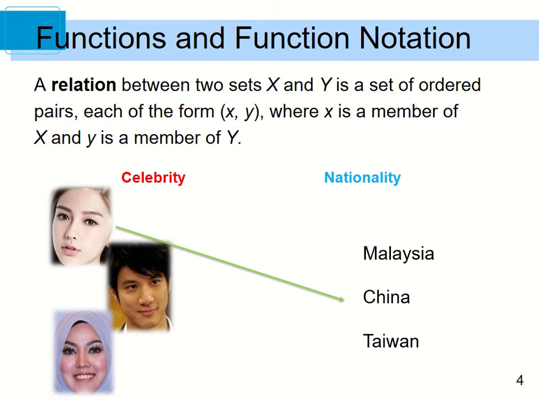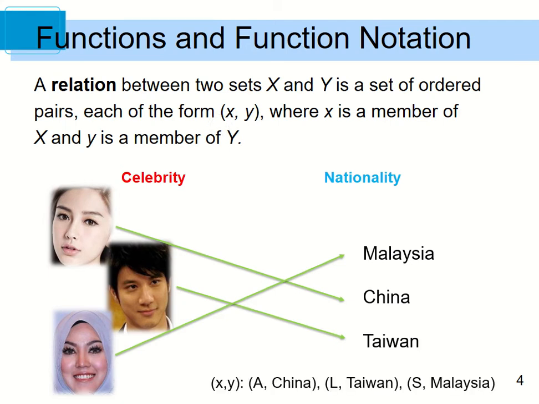Right, so now we know this Angelababy, she's from China, and Li Hong is from Taiwan, and Siti is from Malaysia. Right, so we can actually relate two sets of data in the form of X and Y, where the X is from one set and the Y is from the set Y. All right, so then we can represent the relations like something like that. Angelababy, China, Li Hong, Taiwan, and Siti is from Malaysia. Right, we call this a relation.